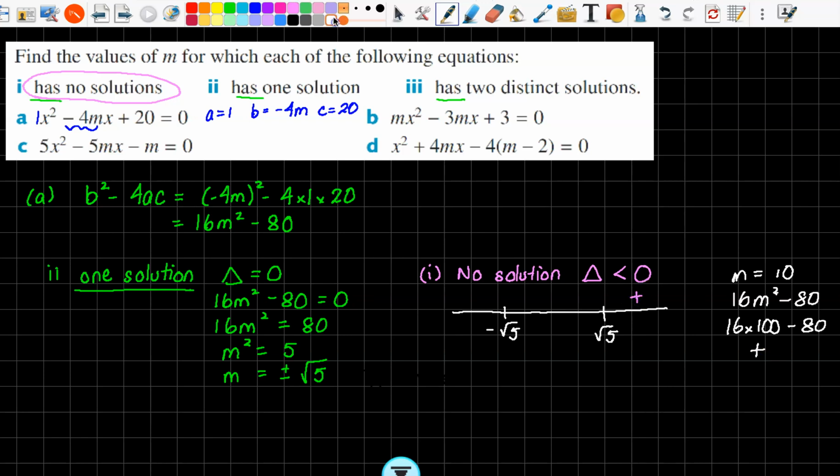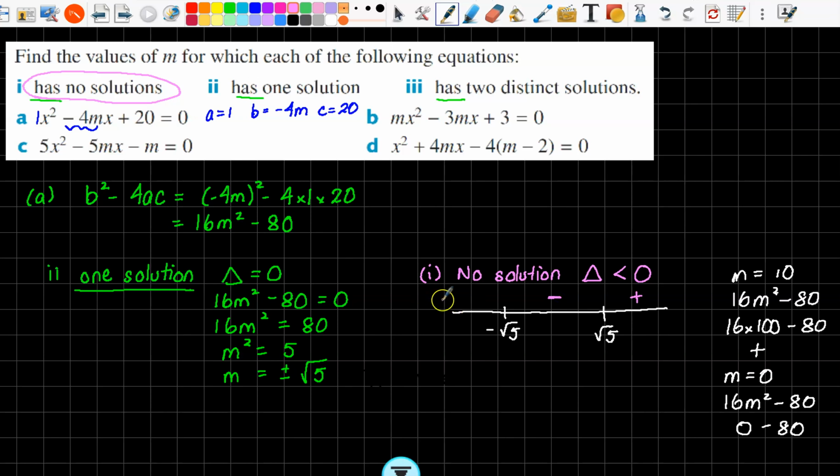Now I'm going to do the same for a number in between minus root 5 and root 5. The easiest one to pick, of course, would be 0. I'm going to replace that back into 16m squared take 80. So what's 16 times 0? That's 0. Take 80, that's a negative number. So that means in between here, that's a negative.